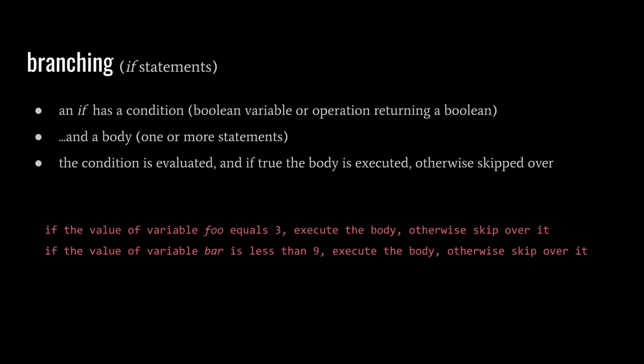So for example, we might have an if statement where the condition is an equality test between the variable foo and the number value 3. And so if foo stores the value 3 at that moment when the test is performed, then it'll return true and the body will be executed, but otherwise the condition returns false and the body is skipped over. For another example, you can have a relational test operation. You can test if the value of variable bar, say, is less than the value 9, and if so, the body of that if will execute, otherwise it'll be skipped over.